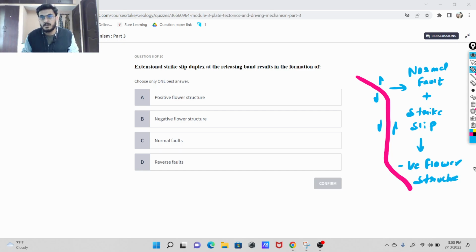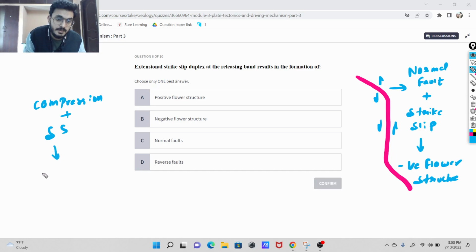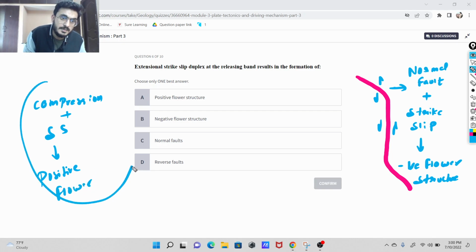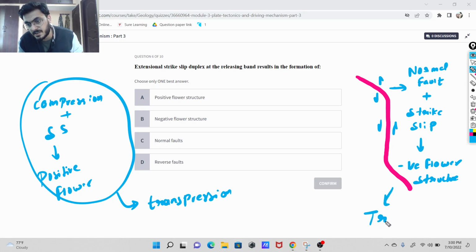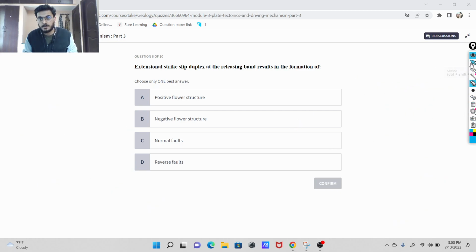Is it clear? And if there is compression plus a strike-slip fault, this will result in a positive flower structure. The phenomenon responsible for this is known as transpression, and the phenomenon here is known as transtension. So let's move to the next question from here. What will be the answer to this one? It will be negative flower structure.